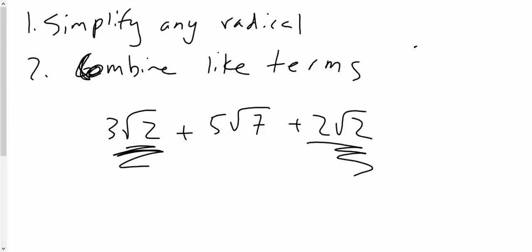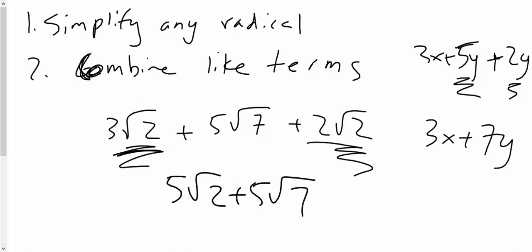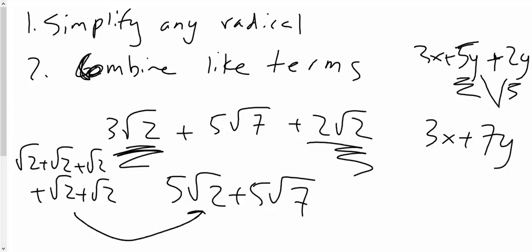Kind of like if you had 3x plus 5y plus 2y, you could add those two together and get 3x plus 7y. So this is a similar concept. So you have 3 root 2 and 2 root 2, that's 5 root 2. Notice how the y's don't change. The y's didn't become y squared. Similarly here, the 2's don't add together to give you 4. It's 3 root 2 is root 2 plus root 2 plus root 2. And then you're adding root 2 plus root 2. So altogether, that is 5 root 2. The root 7 is not the same, so we don't put that.